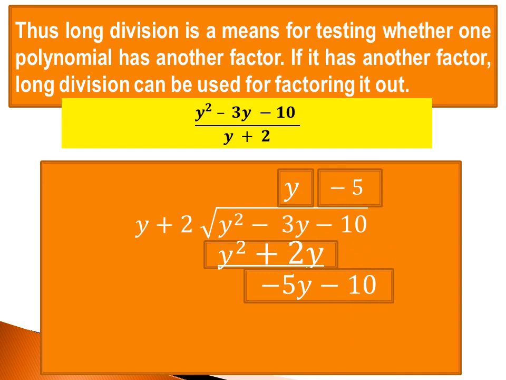Negative 5 times y, that is negative 5y. Negative 5 times 2, that is negative 10. So after that, we are going to subtract. So change the sign of the subtrahend. So negative 5y plus 5y, that is 0. Negative 10 plus 10, that is 0. So the quotient of that given problem is y minus 5.